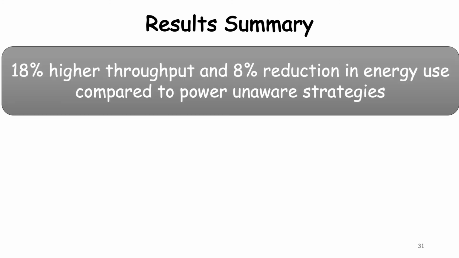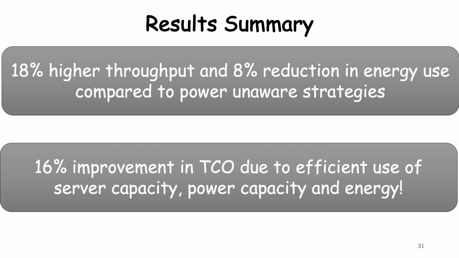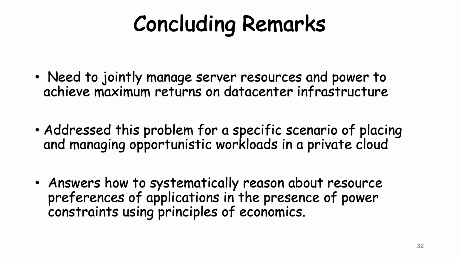We compared Pocolo to power and power-oblivious strategies at cluster level, which is about placement, and at server level, which is about management. Compared to these strategies, Pocolo achieves 18% higher throughput and 8% reduction in energy use. This translates to 16% improvement in the total cost of operation. This is because of efficient use of server capacity, power capacity, and energy.